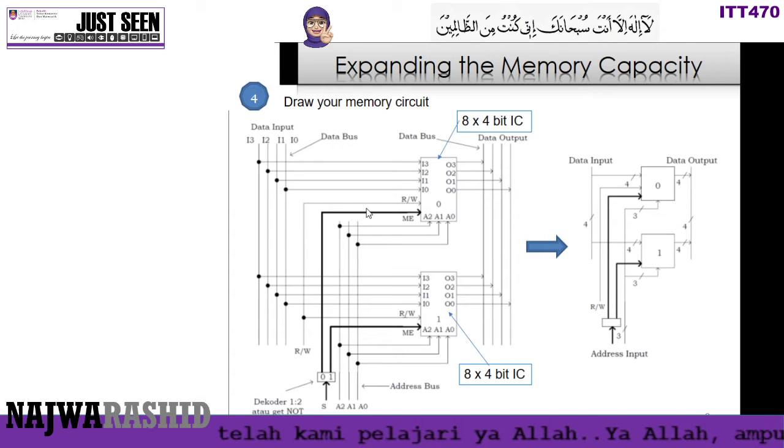So you have 4 for data input, 4 for data output. And then you must have the read and write for both chips or both ICs. And then the address line for the original chips is equal to 3.